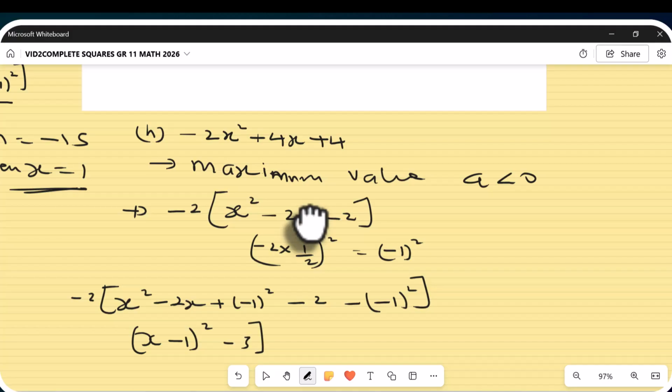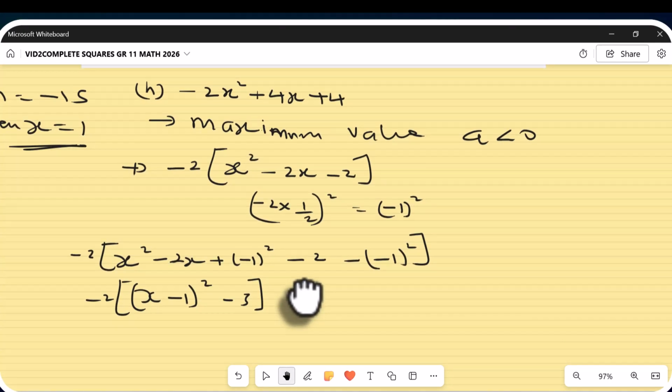Now it gives us what? Finally it gives us -2 into (x minus 1) squared, and then plus 6. So here we have a maximum value which equals 6, and it happens when x equals 1 as well. Hope we are together. Let us proceed.